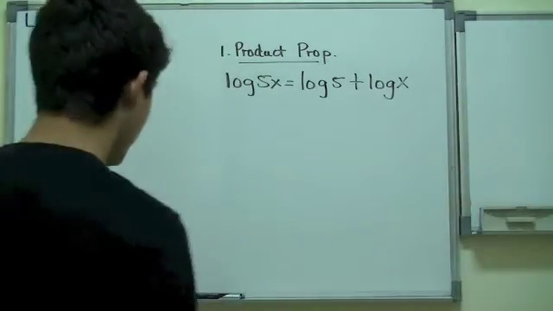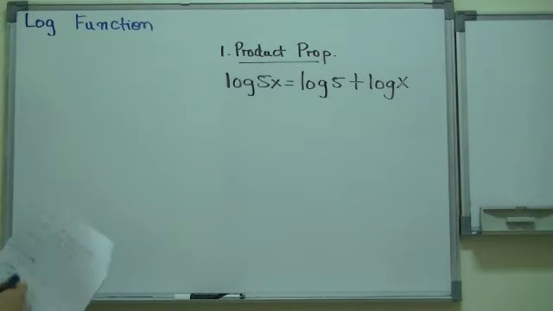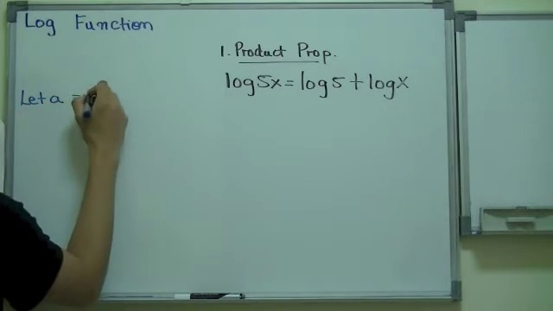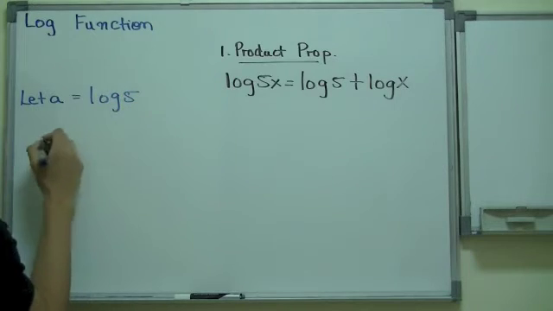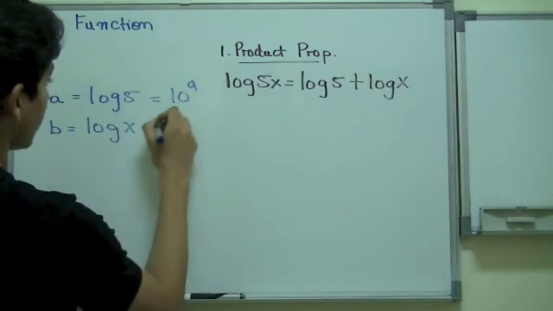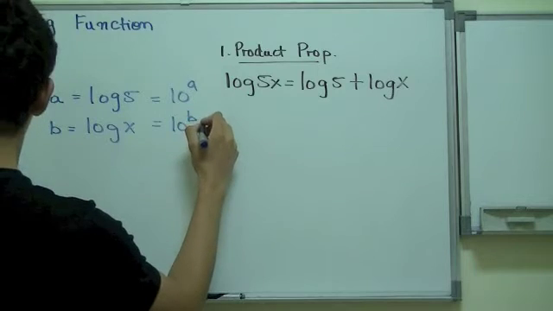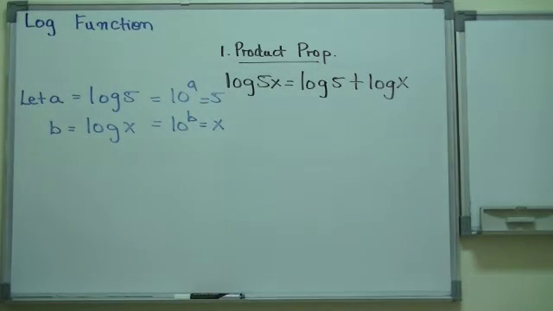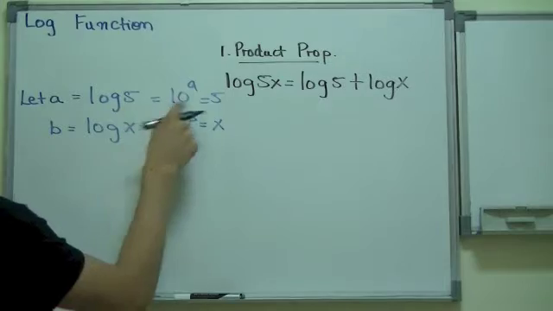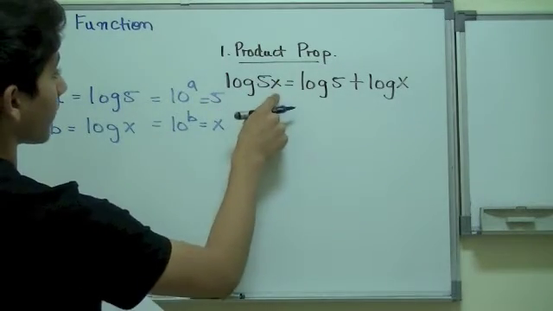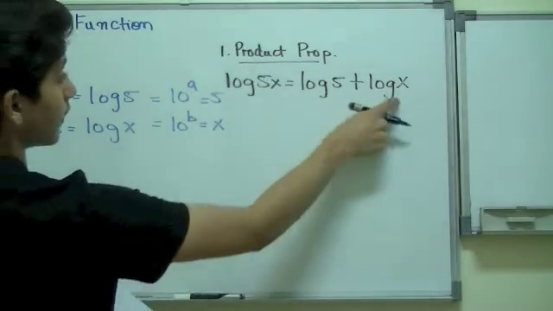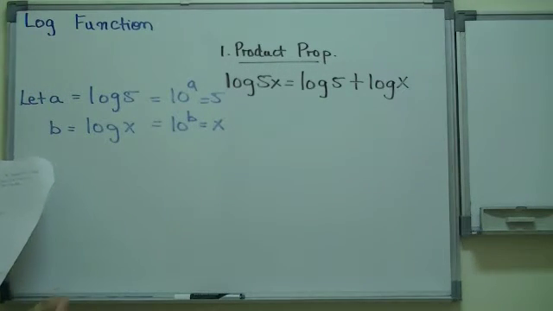Now the product property is what we are going to talk about. Let a be equal to log 5, and b be equal to log of x. Okay, so 10 raised to a would be 5, and 10 raised to b would be x. You all agree with that, right? Since the base is 10, 10 raised to the log 5 would give us 5, and 10 raised to the log x would give us x over here. Okay? This is how it works.